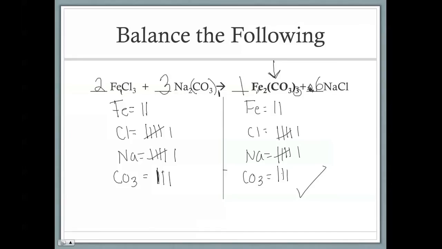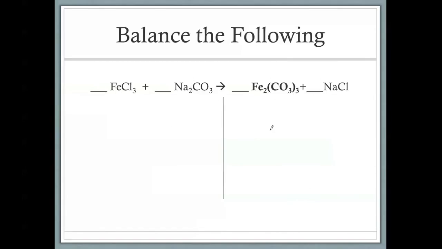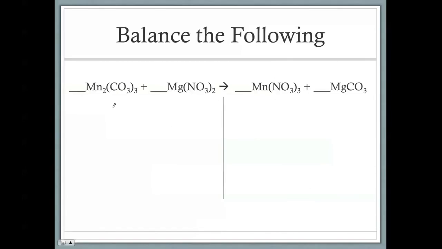I can now go ahead and place 1s in the rest of the coefficient spots, and this one has been successfully balanced. All right, the last one of these that I'm going to specifically work with you on. Again, Mn is going to be equal to 2 on the left. CO3 is back as a pack on both sides, so I'm going to use CO3 as a group. So let me just go ahead and make parentheses around that.